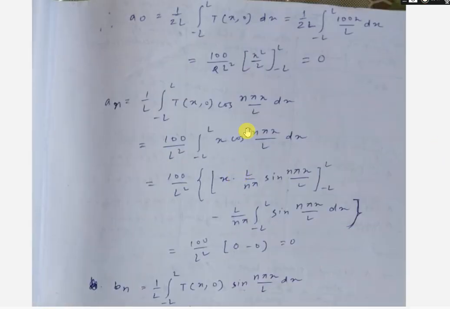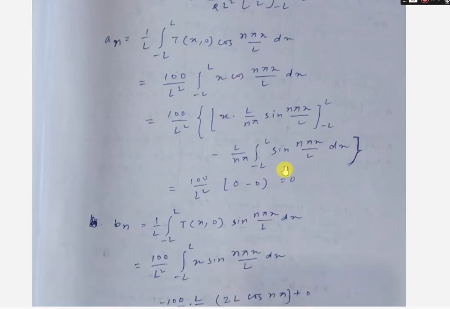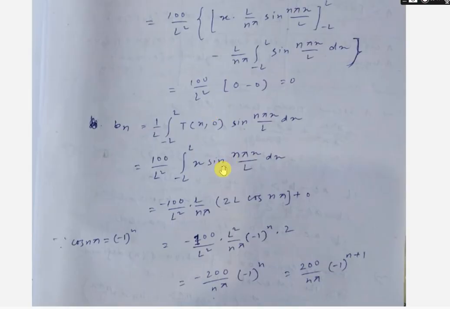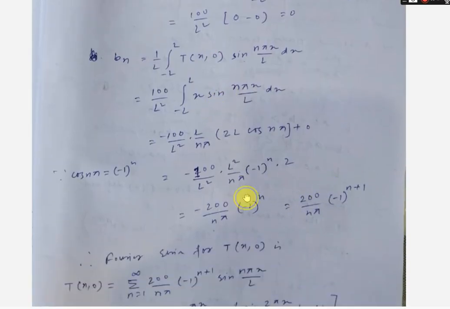And then if we put the value, a0 will be 1 by 2l, integral from minus l to l. So f of x is 100x by l. So this is nothing but x squared by 2, and 100 by l will be outside. So l into l squared, 2 will also be outside, and x squared from minus l to l will be equal to 0. And an we can write this value. This will also be equal to 0. Only bn will be a finite value.